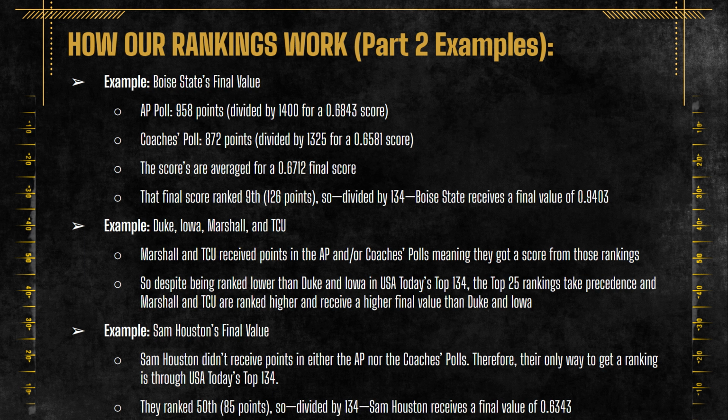Here's the third example where there's no overlapping. Sam Houston didn't receive any votes in either the AP or the coaches polls. Therefore, their only way to get a ranking is through the USA Today Top 134. There they ranked 50th, so they'll get 85 points divided by 134. They'll get a final value of 0.6343 for this part.